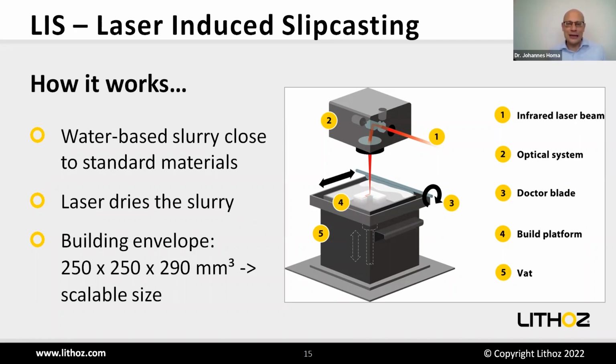Currently, the building envelope for this machine, the V900, is 250 times 250 times 290. This is not really huge in those terms, but it can make very thick walls, as we will see later on. But the technology itself is scalable. You can make it much bigger. This is just the first machine which has this envelope.